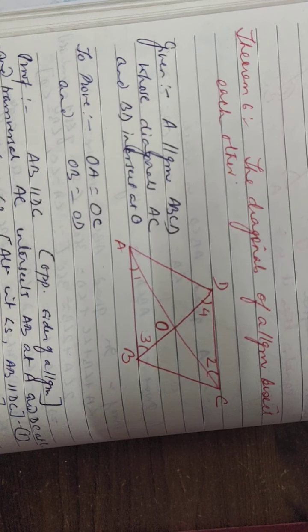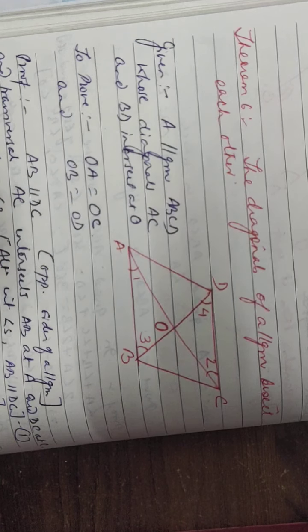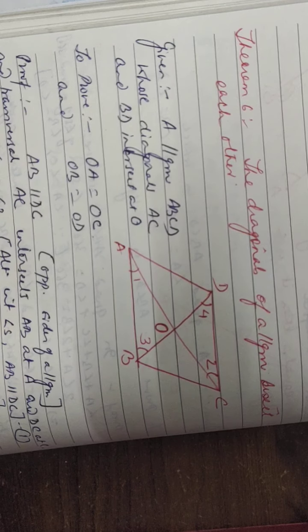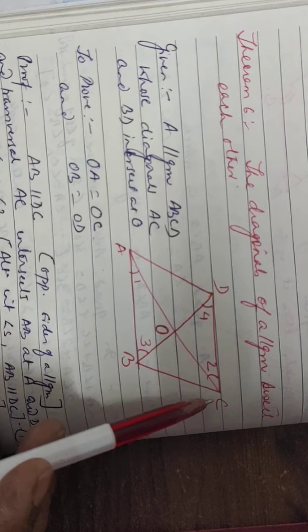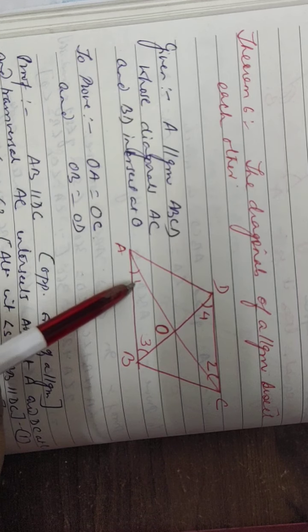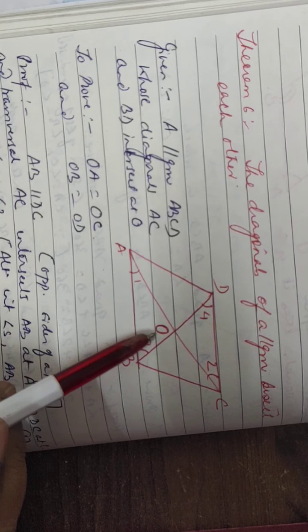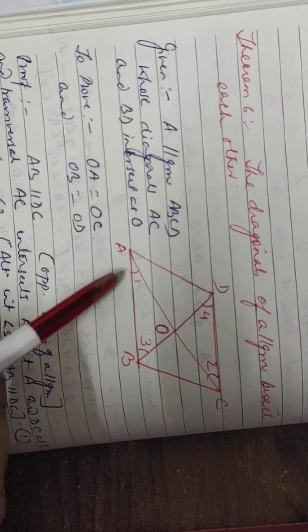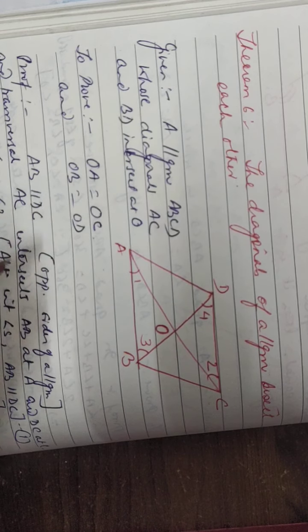Let us prove Theorem 6. Theorem 6 states that the diagonals of a parallelogram bisect each other. So what is given? That ABCD is a parallelogram whose diagonals AC and BD intersect at point O. We have to prove that these diagonals bisect each other. Means we have to prove that OA equals OC and OB equals OD.